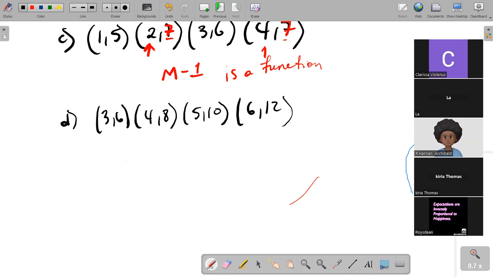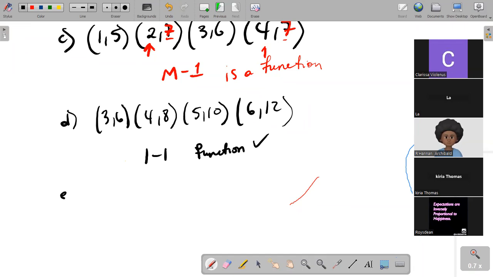All right, so one person said 2, 3, 4, 5, 6, 7, 8. Okay, excellent. This is a one-to-one because all the x's are different, all the y's are different. So this is one-to-one, and therefore this is a function.